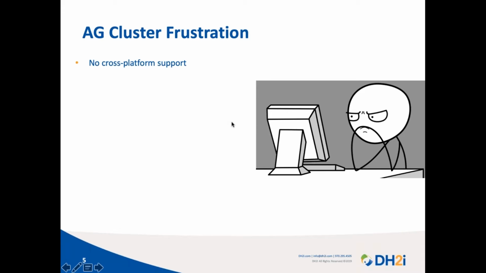So the first one here, you cannot set up a high availability cluster between Windows and Linux because they are two different clustering tools. Some folks want to do this for migrations or even ongoing, maybe have some secondaries on Linux and their primaries on Windows, and you can't do it. So that can be a source of frustration for folks.